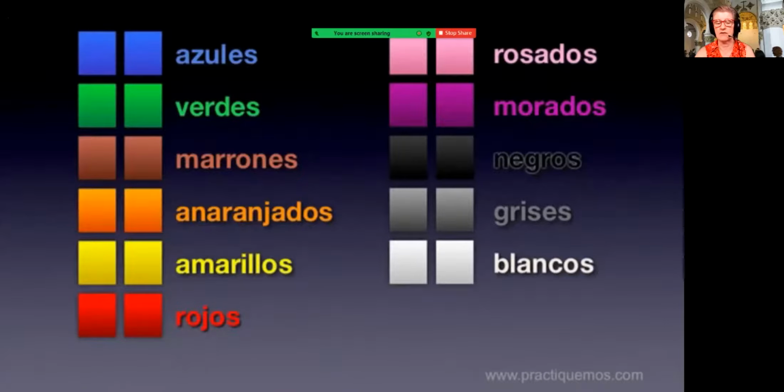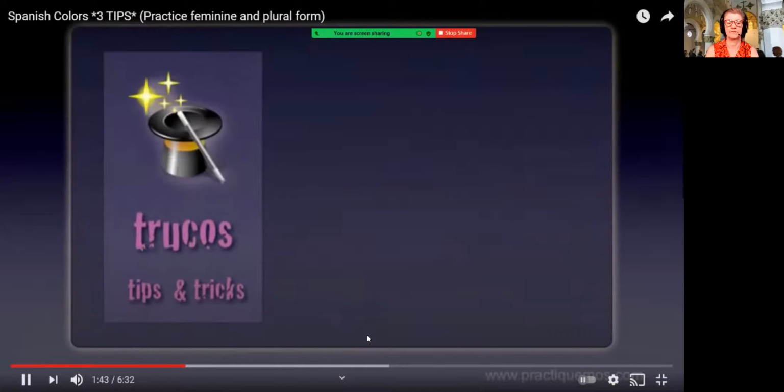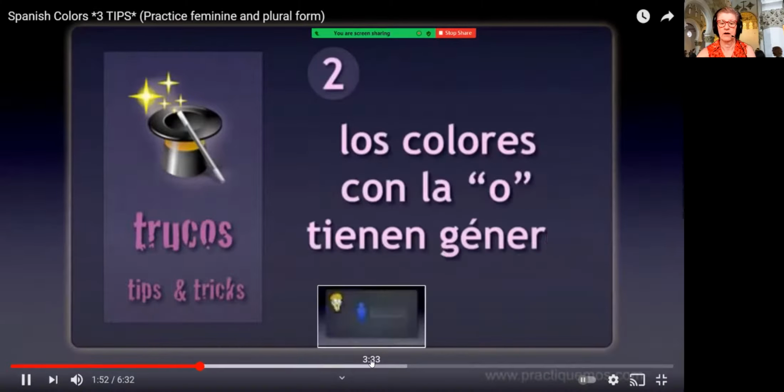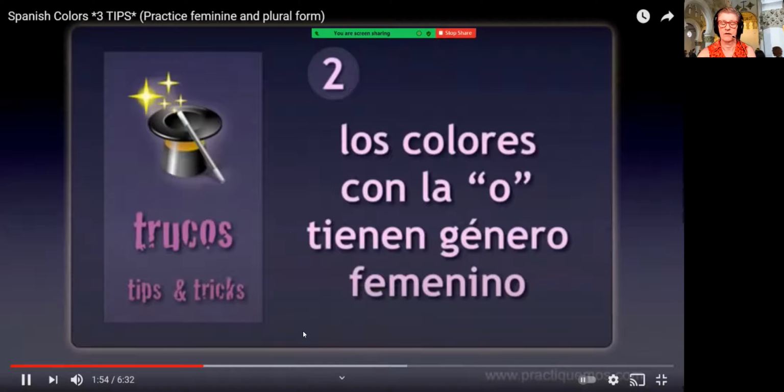Blancos. Just add an S. Truco número dos. Atención al femenino. Los colores con la O tienen género femenino. Okay. The colors that end in an O letter have to go into a feminine form, gender.